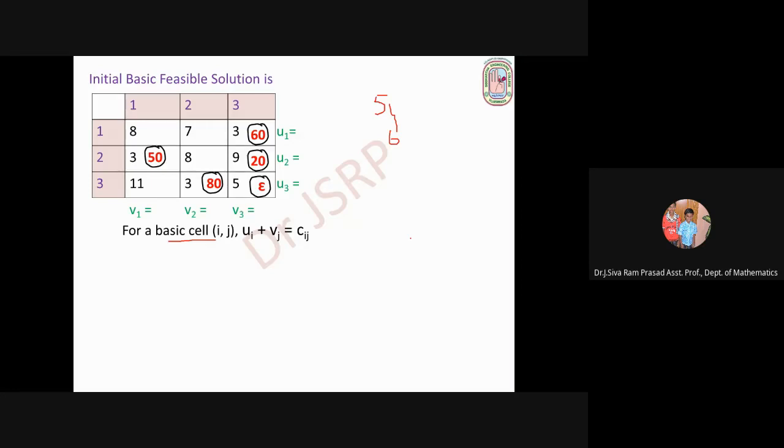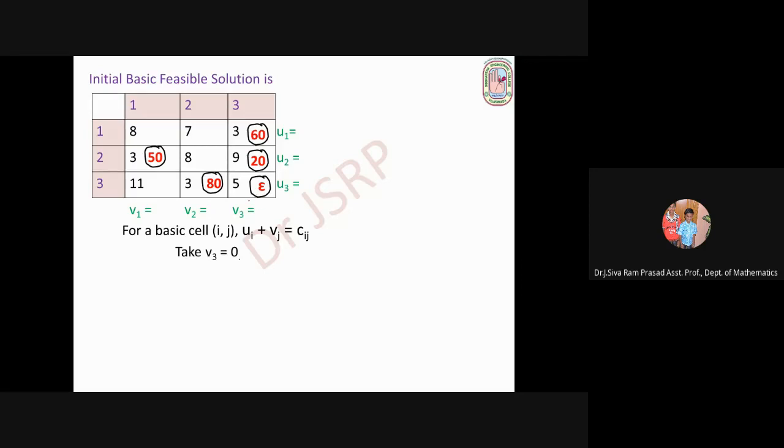For that, identify the row or column with more basic cells. Observe in this table, column 3 contains more basic cells: 1, 2, 3, 3 basic cells. So arbitrarily I choose V3 equal to 0. So take V3 equal to 0.